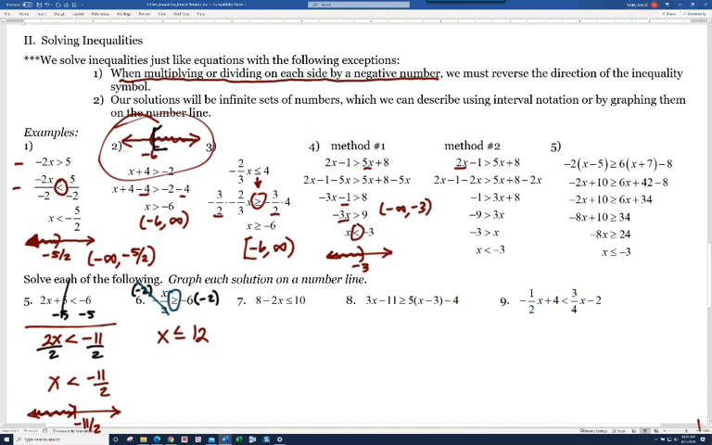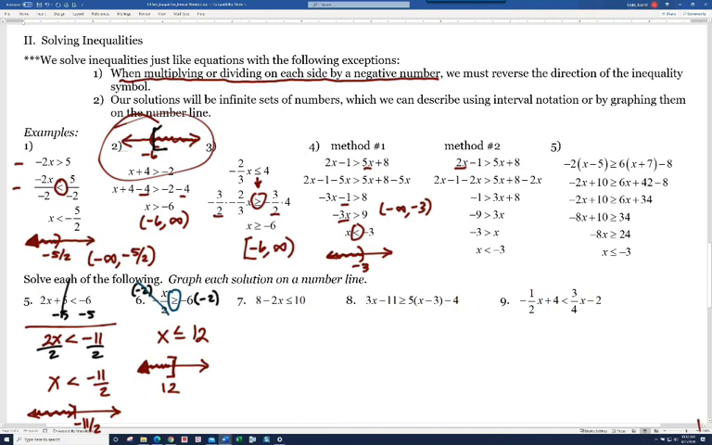Notice I reversed the symbol because we multiplied by a negative on both sides. So when we graph that, that's going to look like that. We have negative infinity until we get to 12, and there's a bracket.